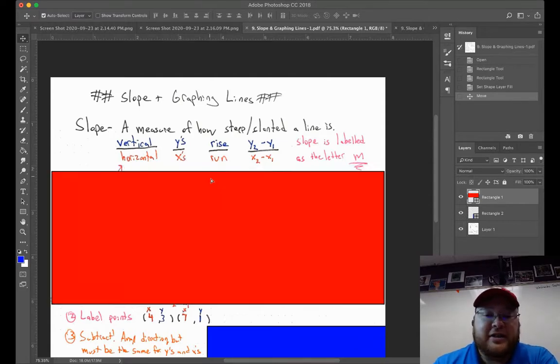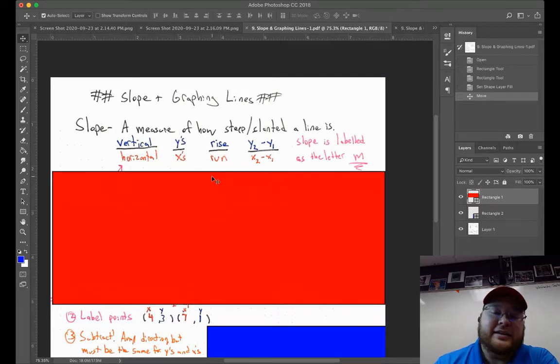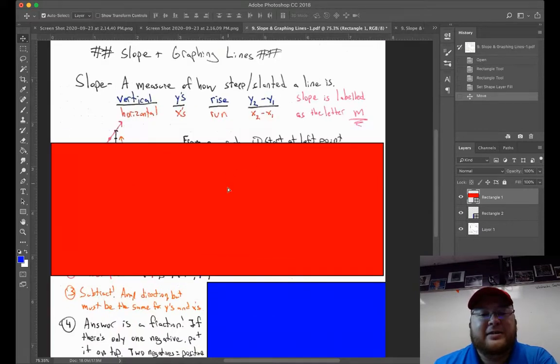And just so you know, slope is always labeled as the letter m. People aren't actually 100% sure why. There are two different thoughts. One is that it stands for the modulus of slope or something like that. Or in French, the word mont or something like that means climb, so maybe that's why it's m, but it's not 100% certain.